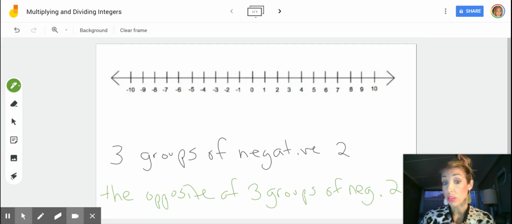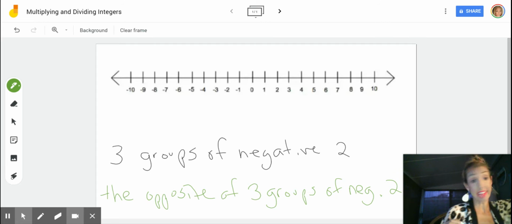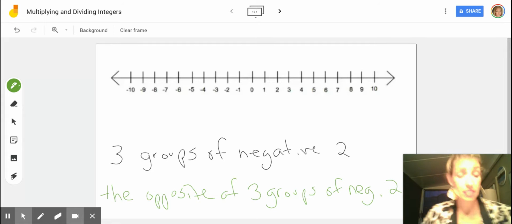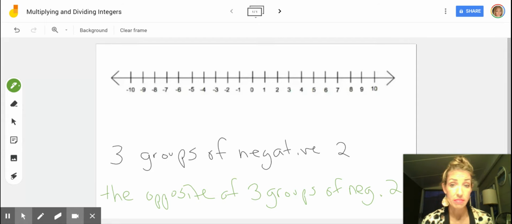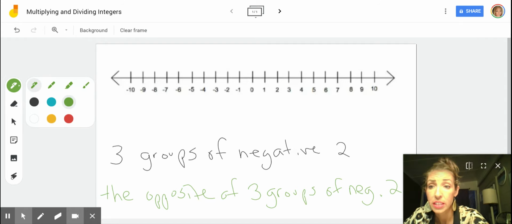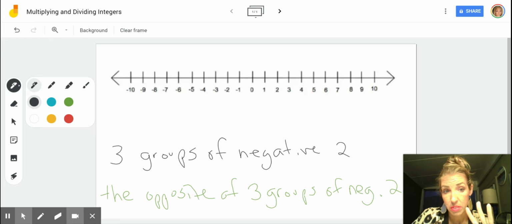Let's talk about multiplying and dividing integers. So positives and negatives, multiplying and dividing. If you look at the expression that I wrote in the black writing here, 3 groups of -2, on a number line, 3 groups of -2.